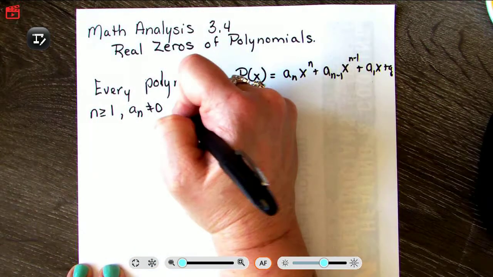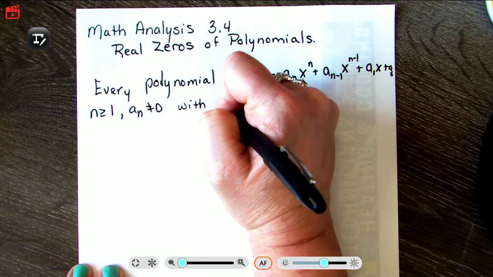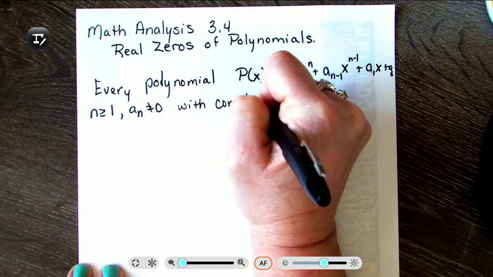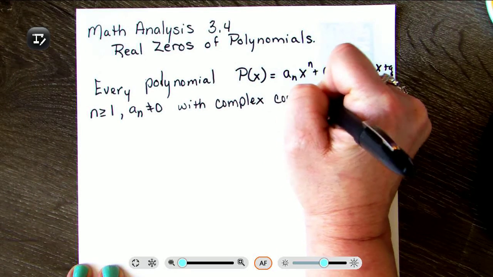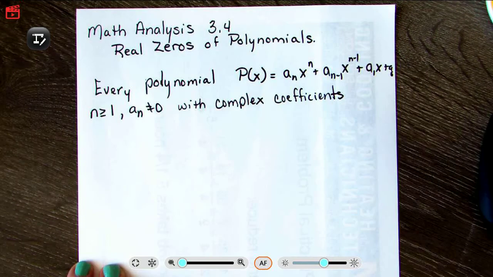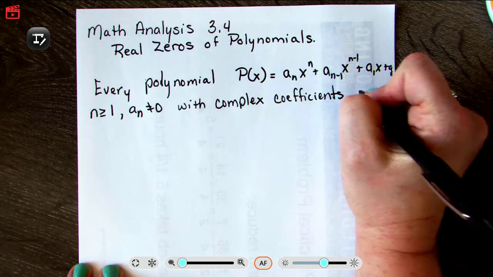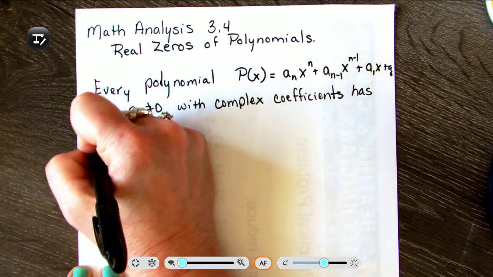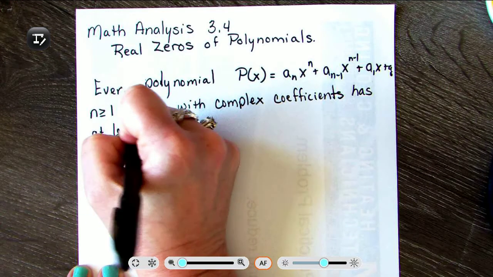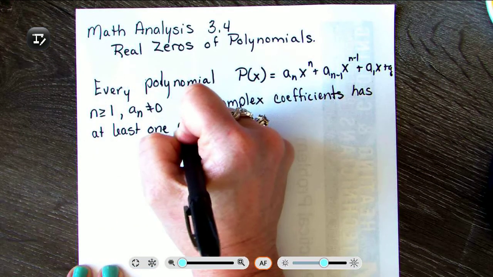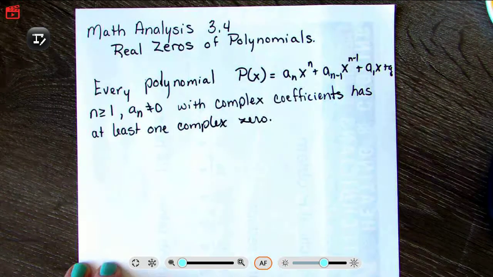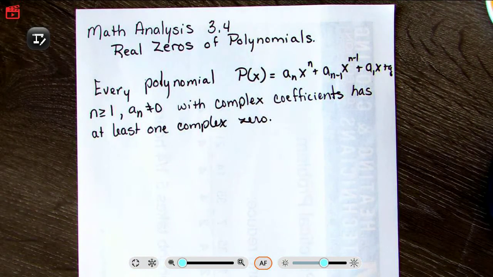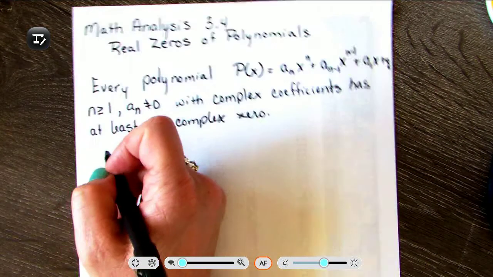If we have a polynomial, and we will extend this with complex coefficients, so we could have really, really ugly coefficients. However, we in this class will not. It has at least one complex zero. Okay? So we can say that it has one. Doesn't tell us how we can find it.